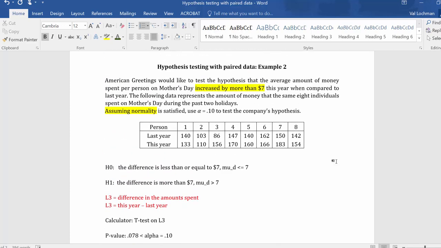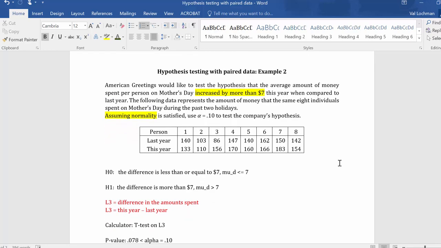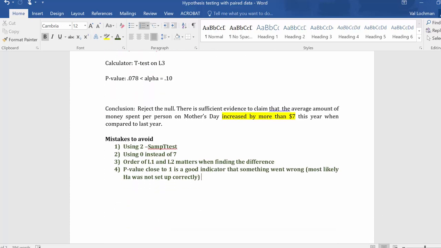All right, so here's your unusual example of hypothesis testing with paired data. Okay, different places where a mistake can happen, but now that you guys know about these potential problems, try to avoid them. Okay, keep in mind all of these things that I just discussed.